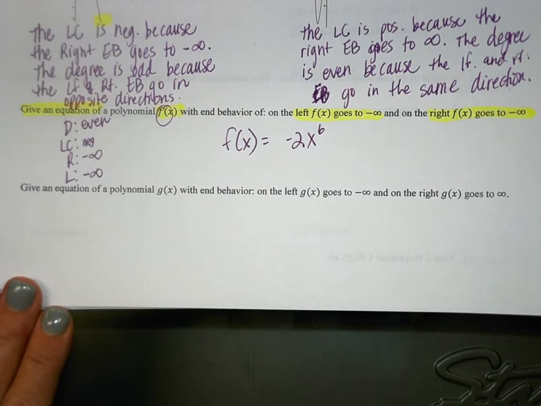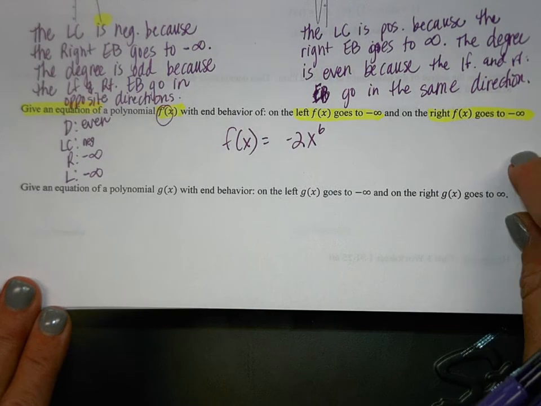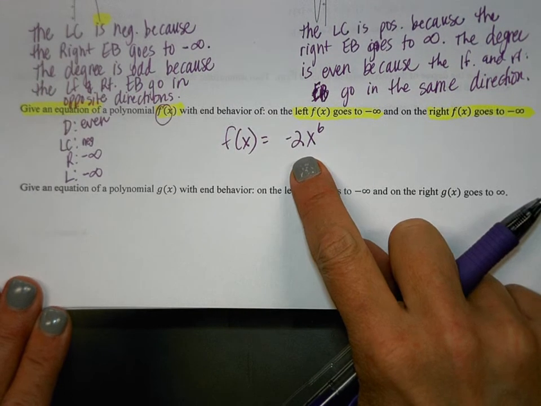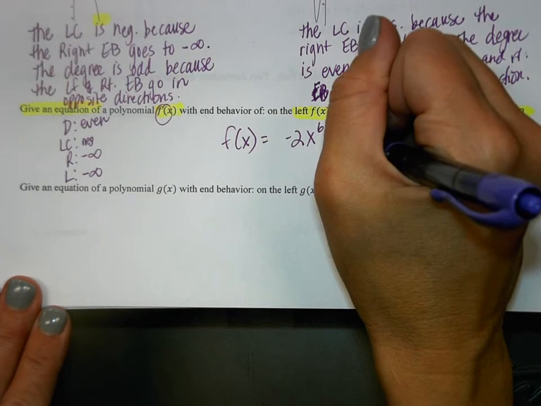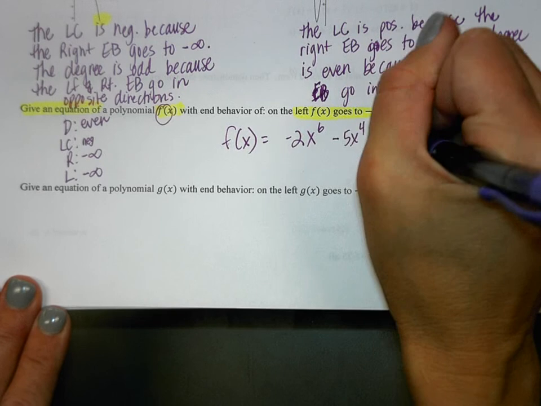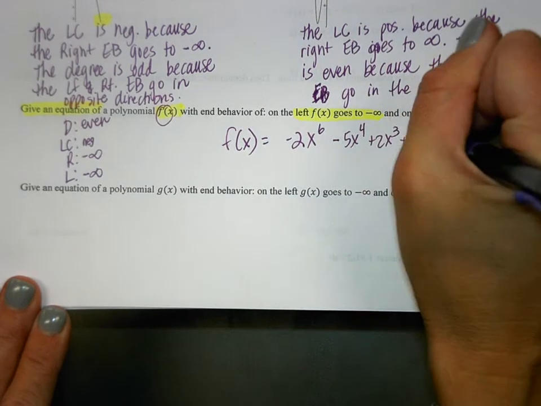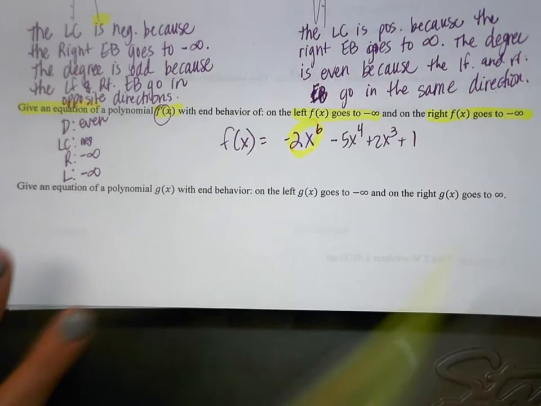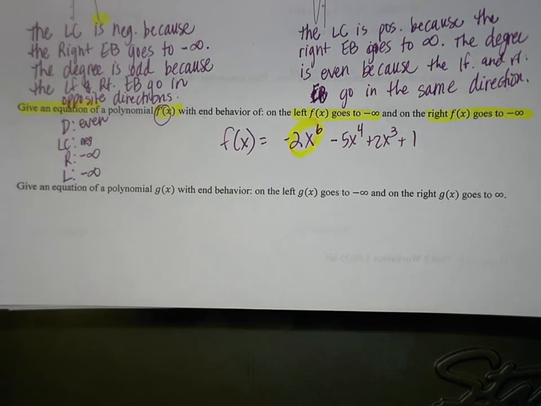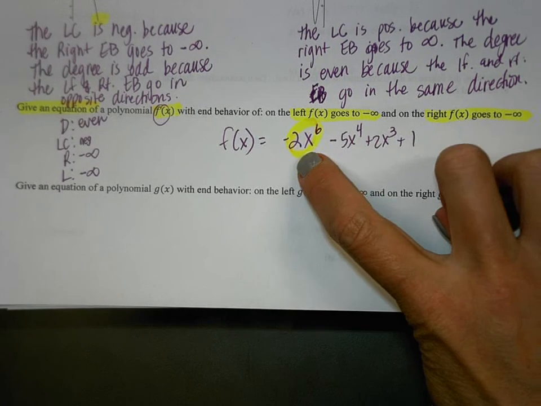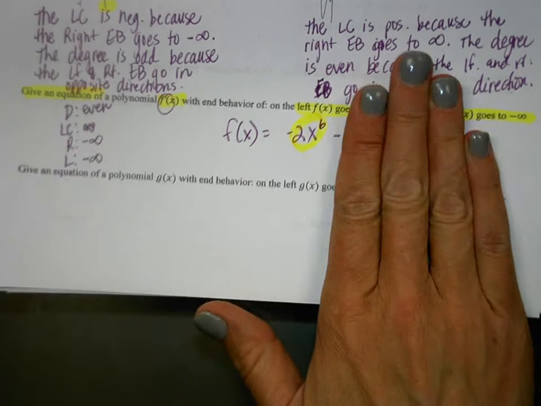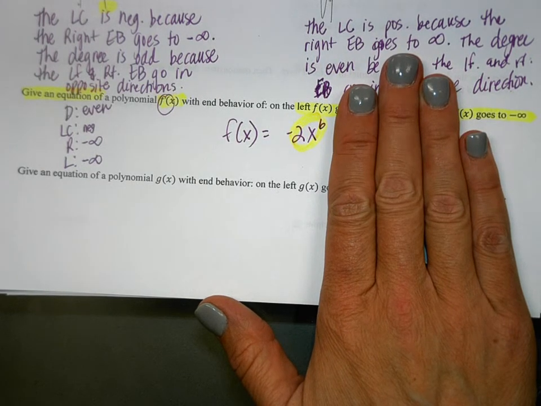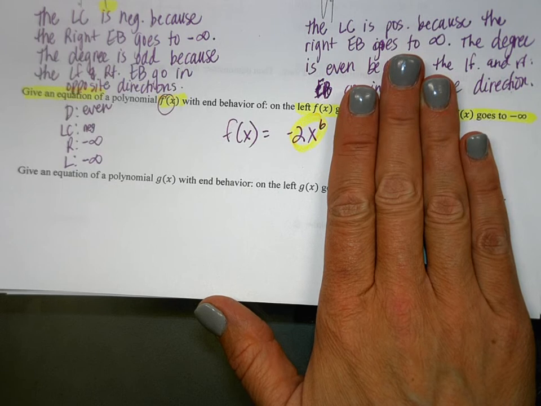I can write anything else after this that I want to, as long as all of the exponents are smaller than 6. So this could be my answer right here. Or I could also have minus 5x to the 4th plus 2x to the 3rd plus 1. It doesn't matter, because all that matters is that my lead coefficient is negative and that my highest exponent is an even number. Could it have been negative 2x to the second and then not had anything else here? Yes, as long as your highest exponent is even and your lead coefficient is negative. Okay, so there are an infinite amount of answers.